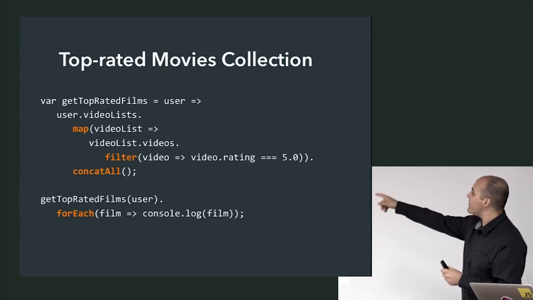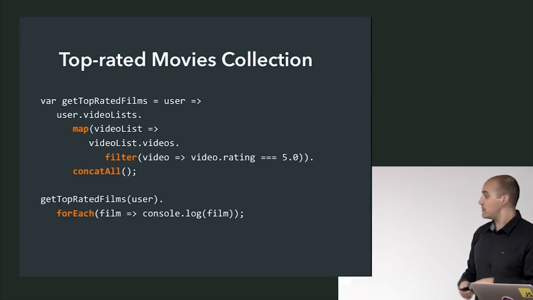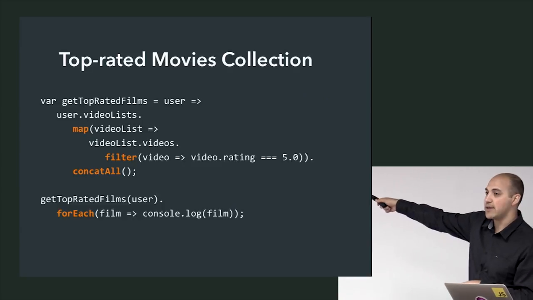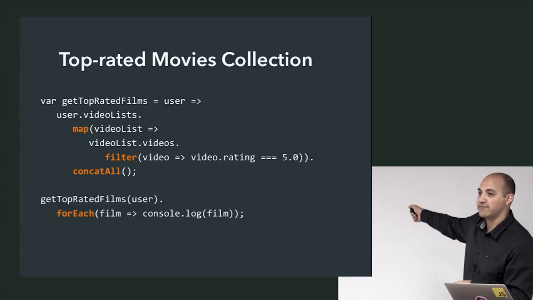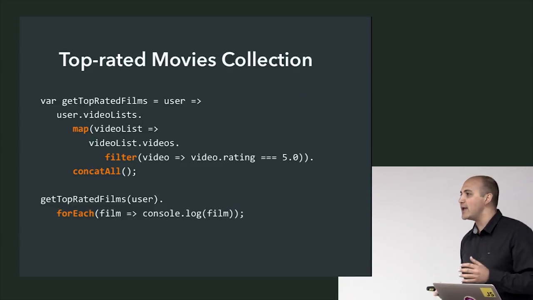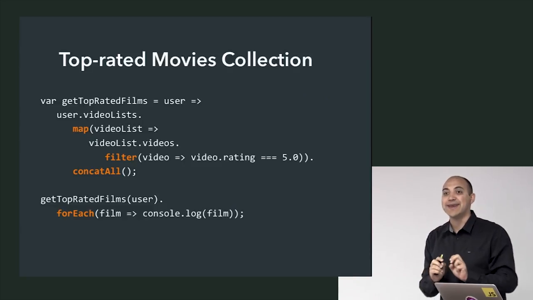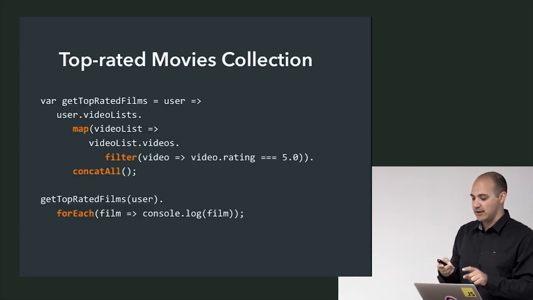Now, for every video list, notice we're returning another collection, right? Notice the function being passed to map returns videoList.videos, which is another array. That means we have a two-dimensional array, and so we apply concatAll to it to flatten it down into a nice flat list of your favorite titles.